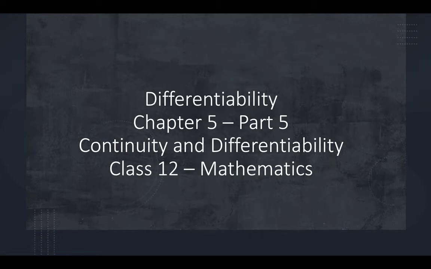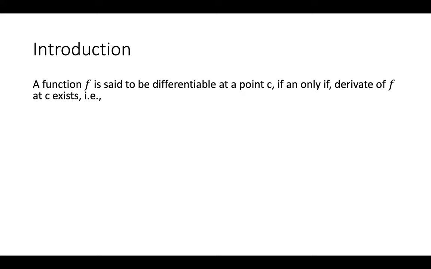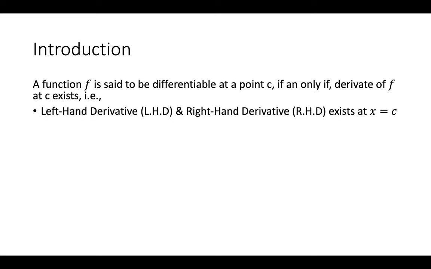Hello students, today our topic is differentiability. A function f is said to be differentiable at a point C if the derivative of f at C exists, and it is possible if the left hand derivative and right hand derivative at x equal to C exist and both are equal. Left hand derivative at x equal to C equals right hand derivative at x equal to C.